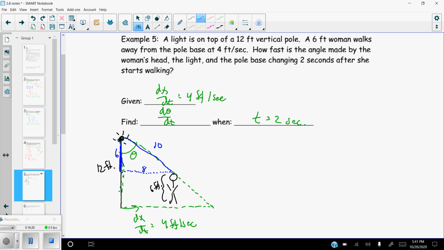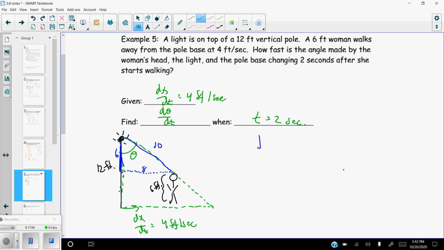But the important thing here is, I'm looking for how the angle is changing. When it tells me I'm looking for something with an angle, I should automatically be thinking trig. Okay, we know something about how the x value is changing. We know something about the height of the pole. Fortunately, the height of the pole is not changing. Don't really know too much about how the hypotenuse of that triangle is changing, because it will be changing as she walks further and further away. But we don't have any information on that. So I'm thinking that we should probably be using tangent, because I know something about the opposite, which is the 8, and the adjacent, which is 6.